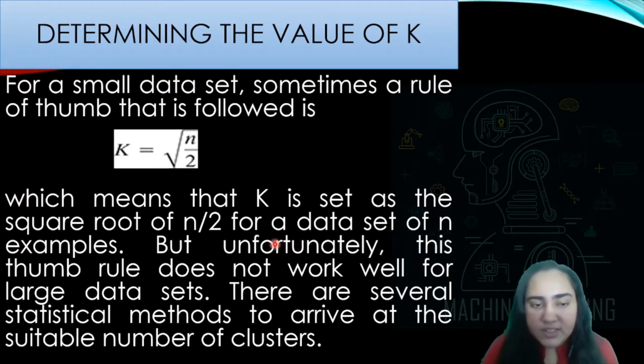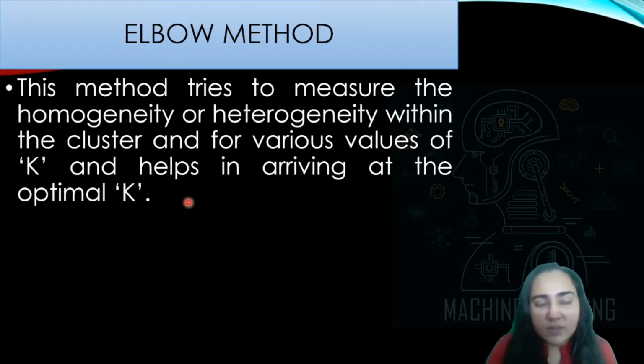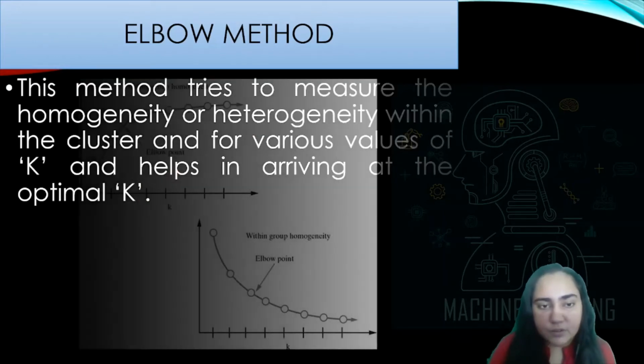But unfortunately, this does not work well if you have a large data set, because then you will have a large value of K and you really don't want that many clusters. But there are many ways to select the value of K. One such way is the elbow method. In this method, you try to measure the homogeneity or heterogeneity within the cluster for various values of K, and then you arrive at an optimal value of K. Homogeneity or heterogeneity is about how much similarity or dissimilarity there is within each of the clusters, and then by trial and error, you can arrive at an optimal value for K.